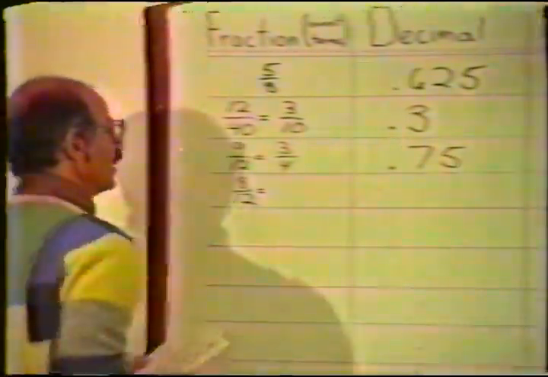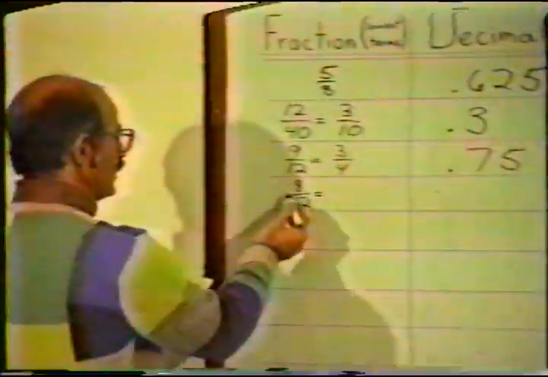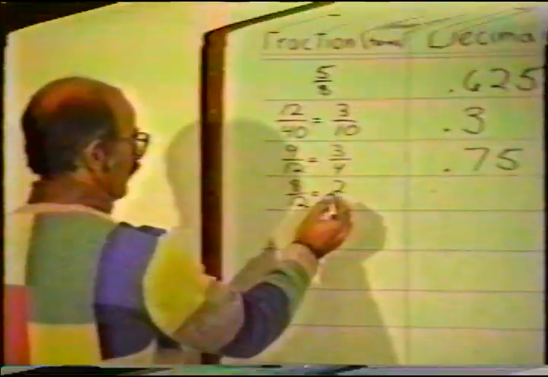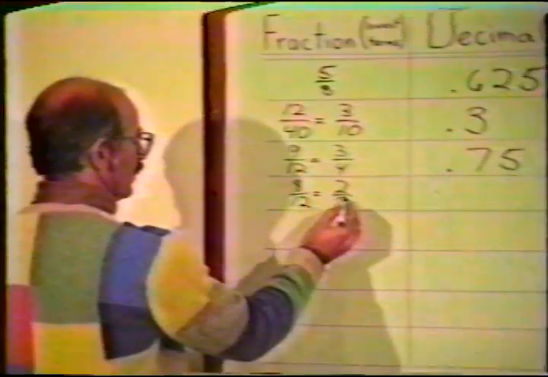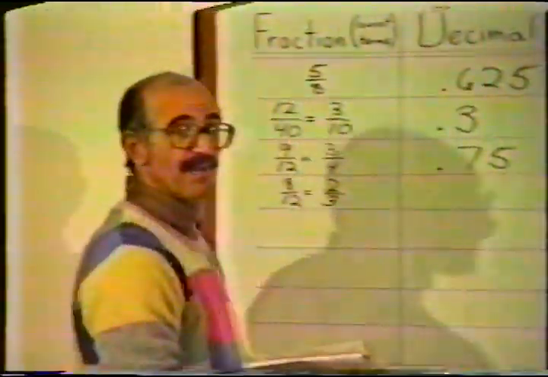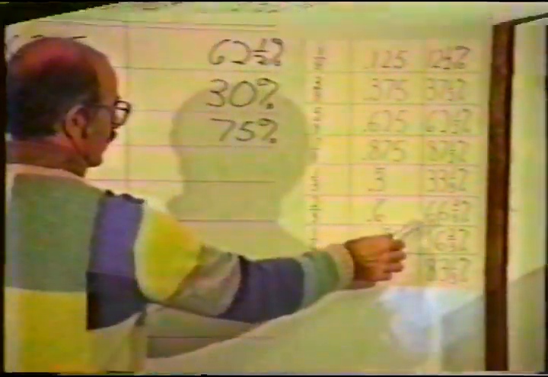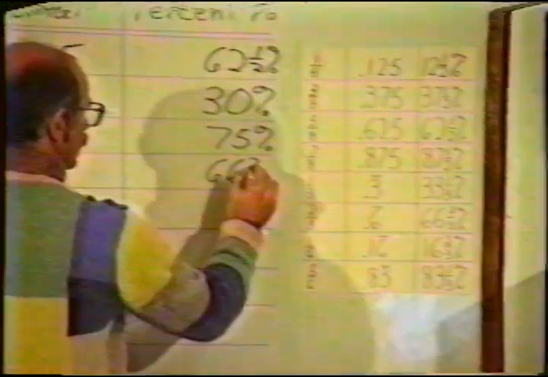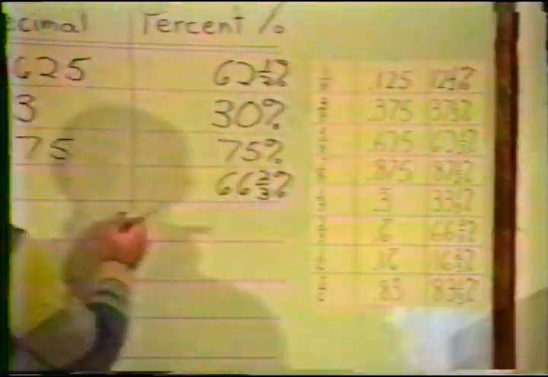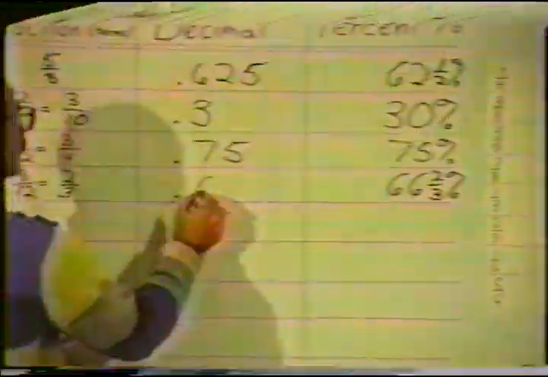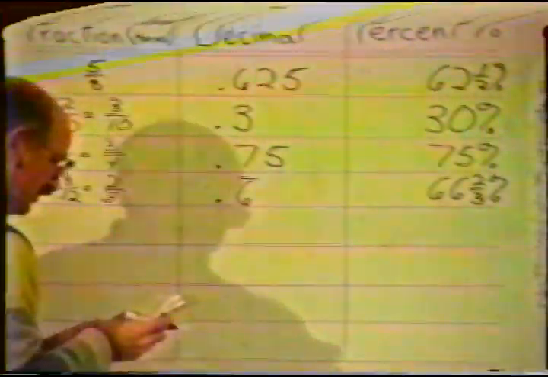8/12. Let's reduce it by using what? 4. 4 into 8. 2. 4 into 12. 3. That one is a memory percent. 2/3 is how much percent? 66 and 2/3%. And the decimal is 0.6, repeating.